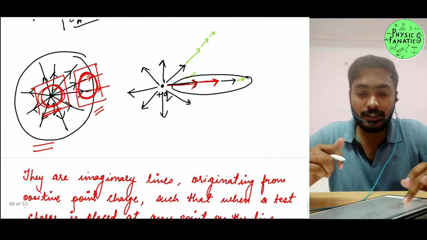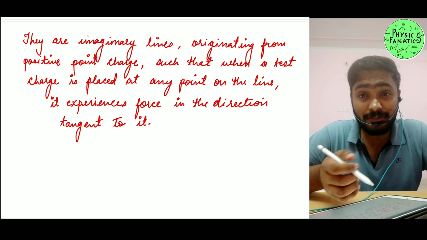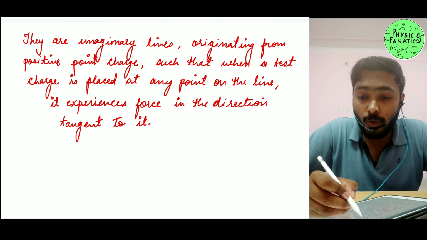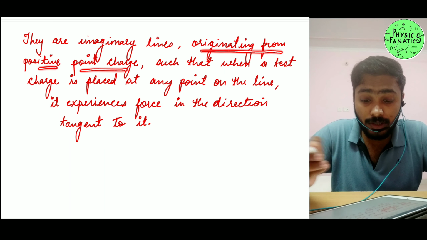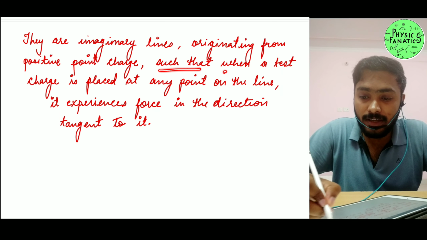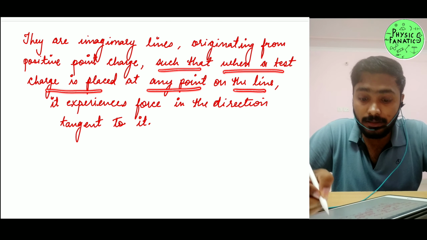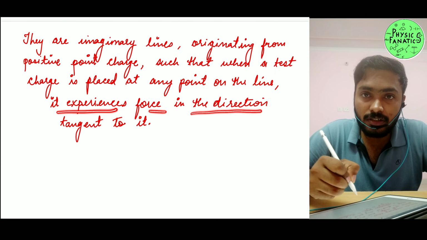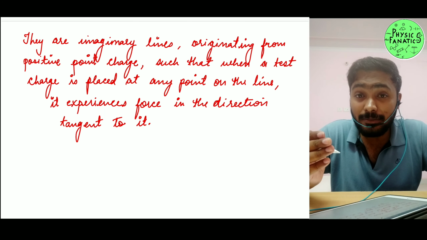Great. So how am I going to define it? You can see the definition over here. They are imaginary lines originating from a positive point charge, such that when a test charge is placed at any point on the line, it experiences force in the direction tangent to it. Now what does that mean?